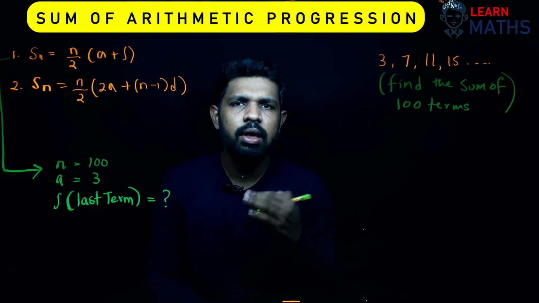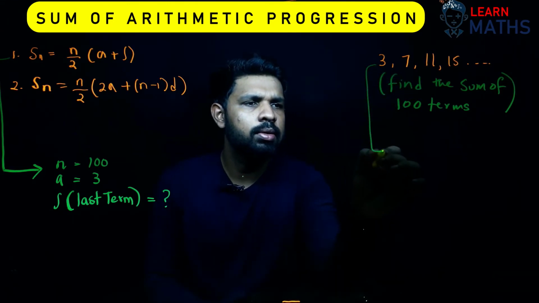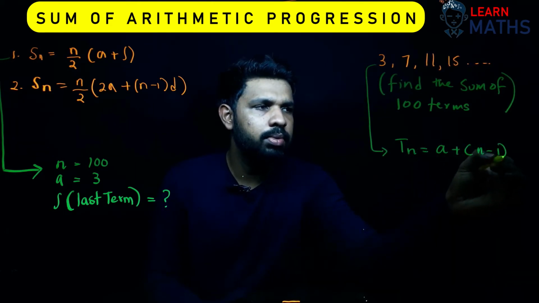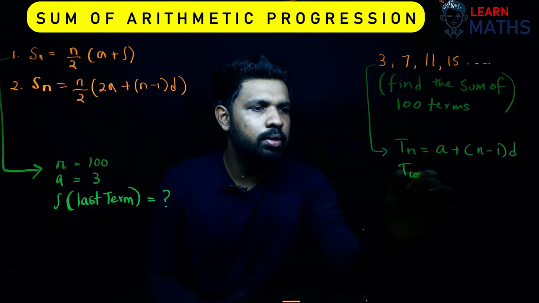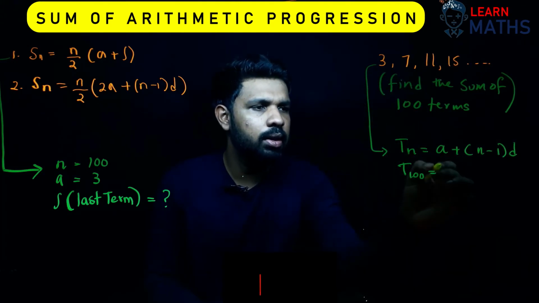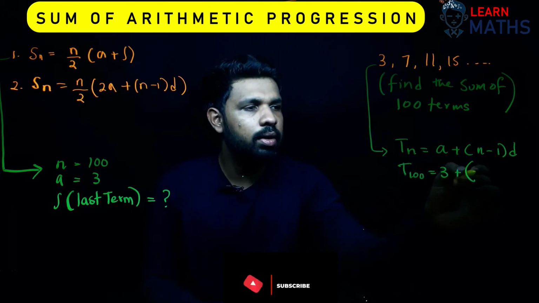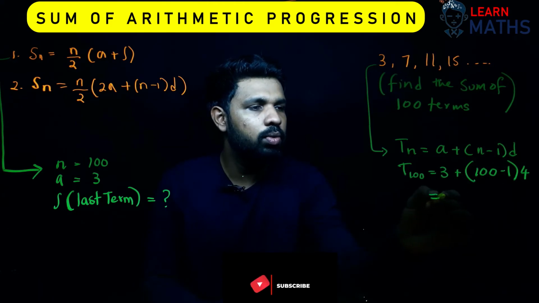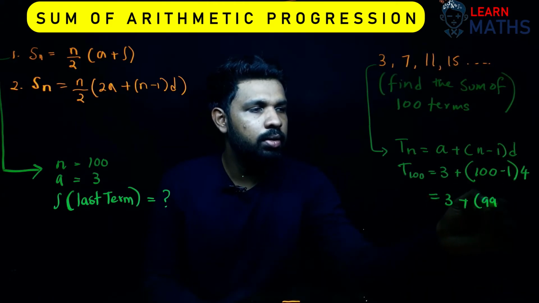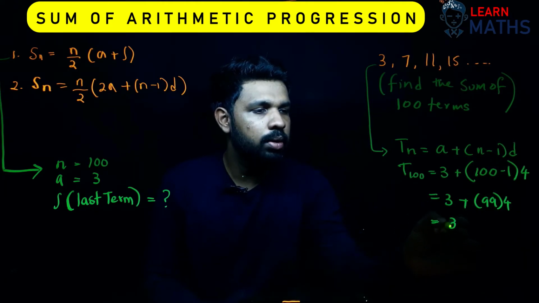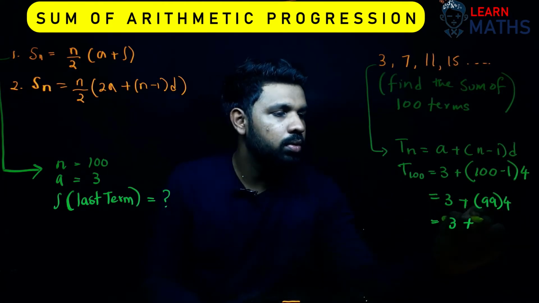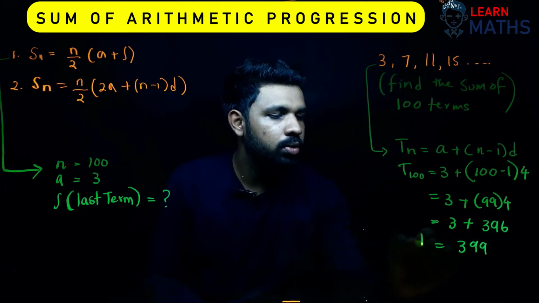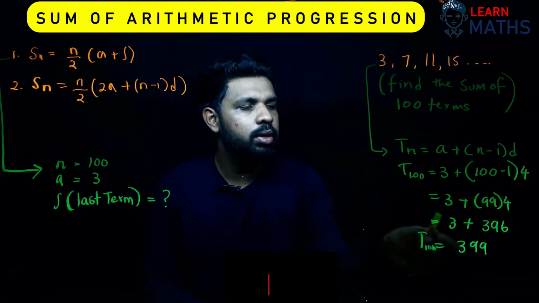To find the 100th term, we can use the Tn formula, that is Tn equals a plus (n minus 1) times d. So when we want to find T100, that is equal to a, the first term, 3, plus n minus 1, so 100 minus 1, times d, the difference, that is 4. So this will be equal to 3 plus 99 times 4, that is 3 plus 396. So this will be equal to 399. So the 100th term of this progression is 399.